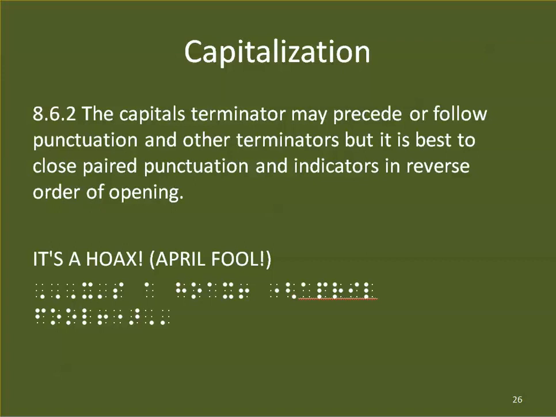The capitals terminator may precede or follow punctuation, we've already seen that, and other terminators, but it is best to close paired punctuation and indicators in reverse order of opening. And so we have this phrase, "It's a hoax!" exclamation point, space, parentheses, April Fool, exclamation point, another parentheses. So that whole thing is a passage. None of the punctuation or spacing affects it at all. We can terminate it anywhere we like after the final letter, but because we have those parentheses there, instead of terminating the capitals before closing the parentheses, that's putting things all out of order. And so we opened capitalization first, and then we had a parenthesis. So we're going to close the parenthesis, that parenthetical phrase first, and then finish with the capitalization terminator there.